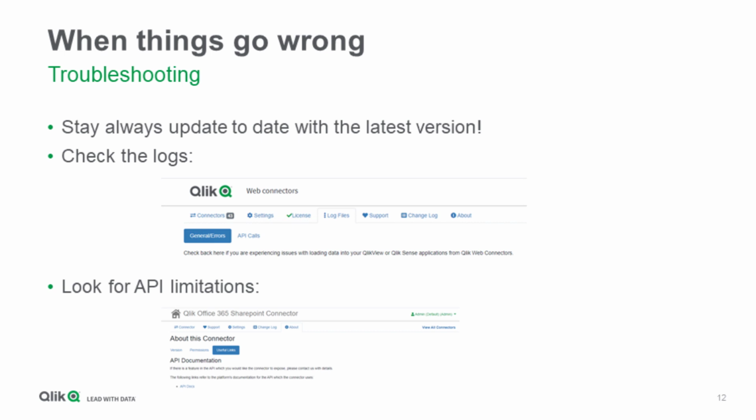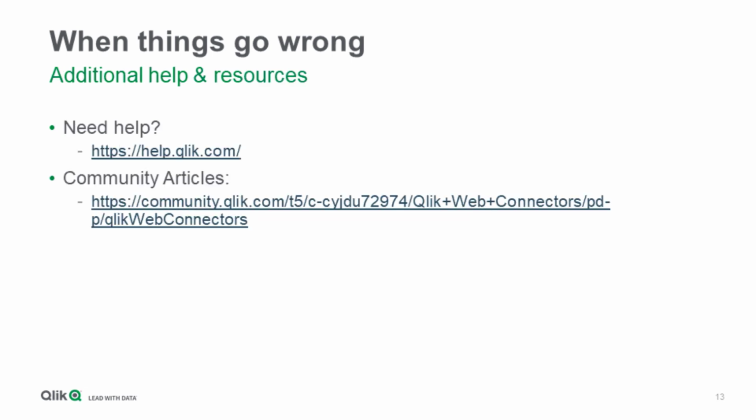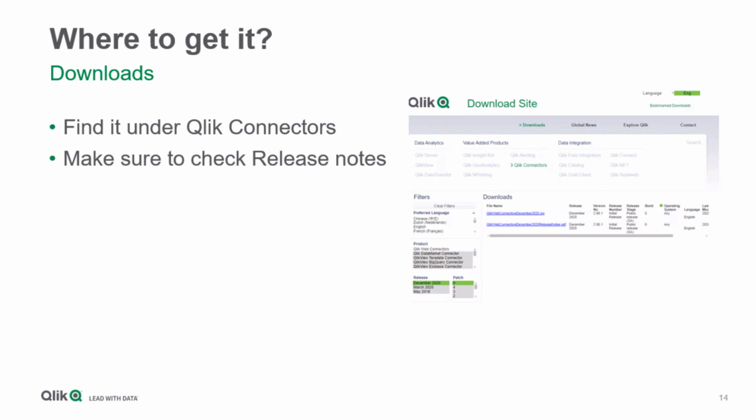Yeah, that's correct. Where are some resources where admins can find more information? They can find more information in the help page and also in the community articles that support creates. And again, where can we find the Web Connector download that we started with? You can go to Qlik support download site, look for Qlik Connectors, and under the Qlik Connector site, just go to the latest version available.